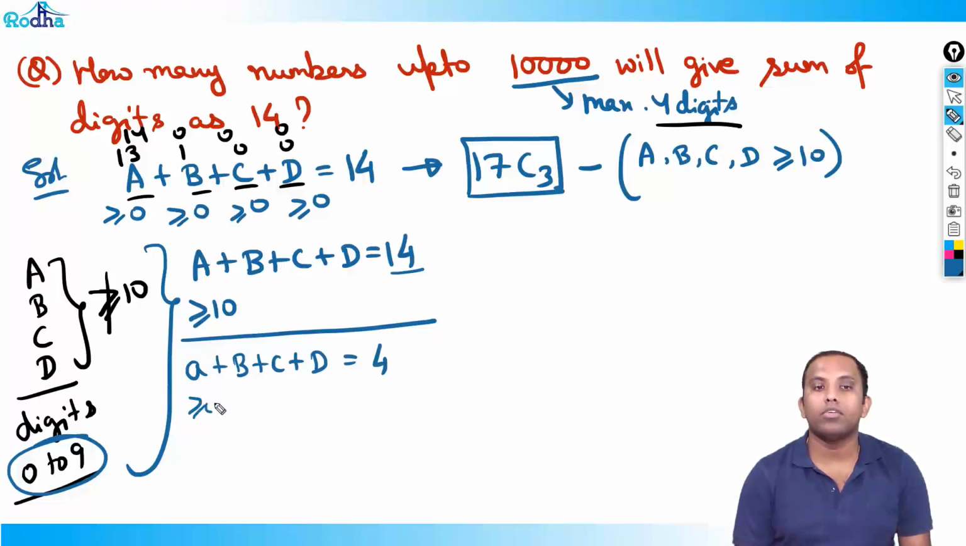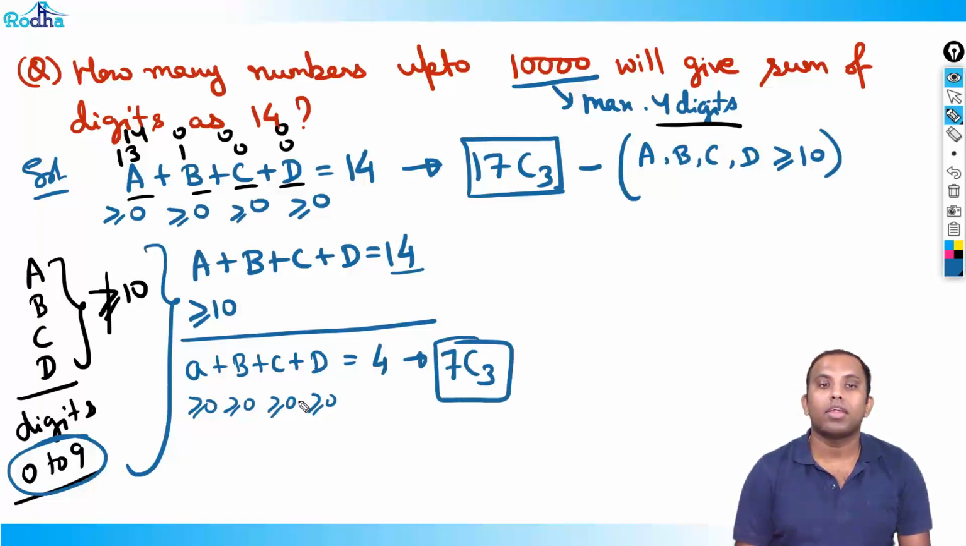Now all can be 0. So how many solutions? 4 plus 3, 7C3. Right? Similarly, there will be 4 cases. So for A greater than or equal to 10, 7C3 cases.